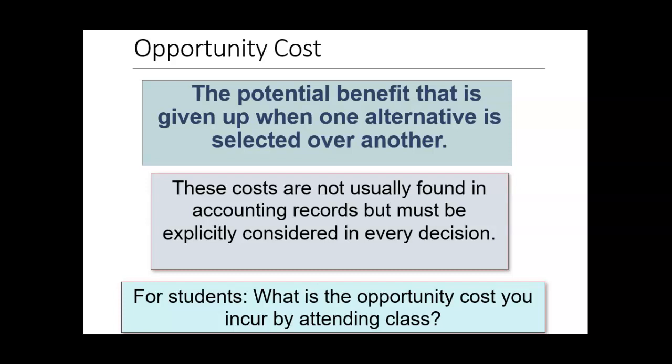For example, you all have decided to attend school to get your degree. So what is the opportunity cost you incur by attending class? You may ask yourself, what else could I be doing if I wasn't studying for this accounting class? Now, of course, you made a wise decision by attending this class, but the alternative, whether that would be working a second job or doing something different, that is known as opportunity cost. It is the potential benefit that is given up when you choose one alternative over another.